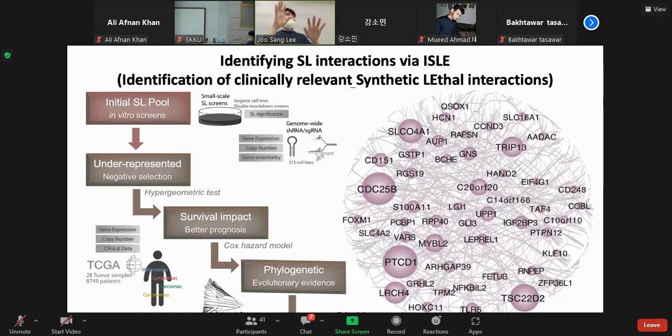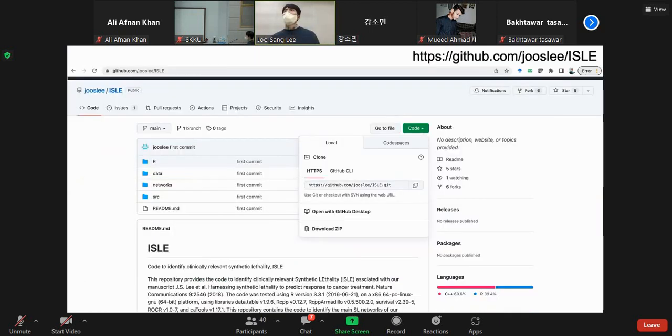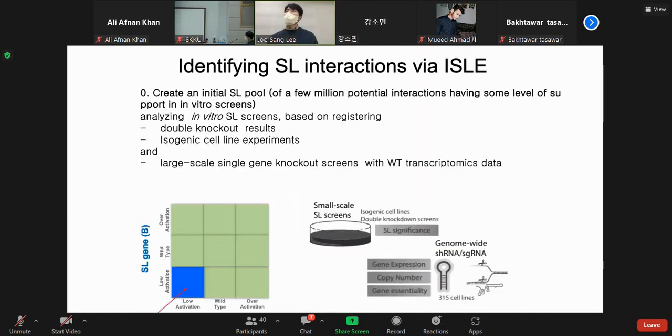Okay, so if they are truly synthetic lethal, then the knockout effect of gene B will be more detrimental for those cell lines where A is mutated, because when A is mutated, B becomes more essential, giving genetically relevant synthetic lethal partners. So I'm sure you have already downloaded the code from this webpage, and you have the data that you need to run this code. Okay. And this is the first step of the inference of synthetic lethality.